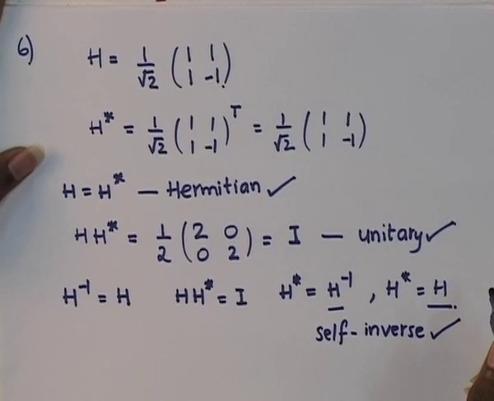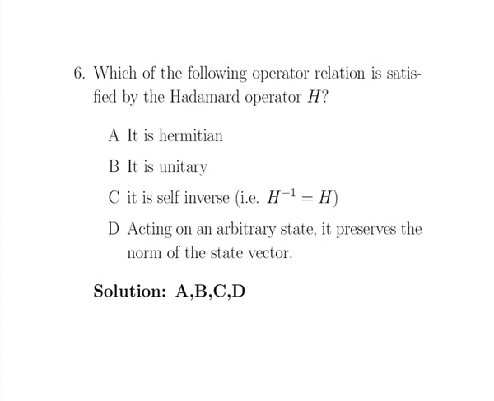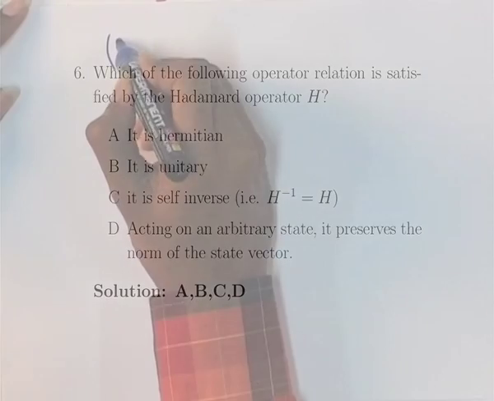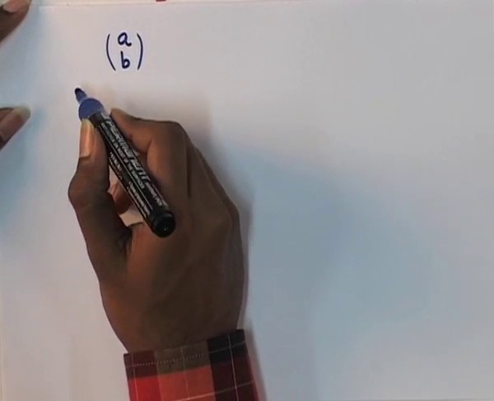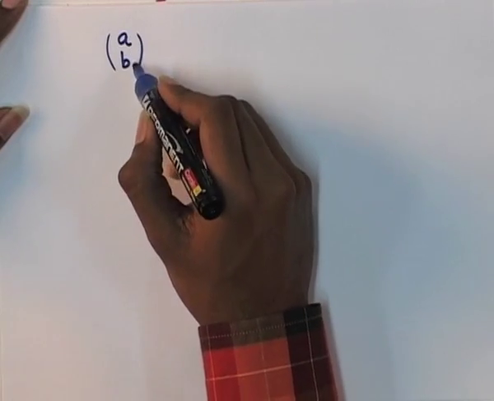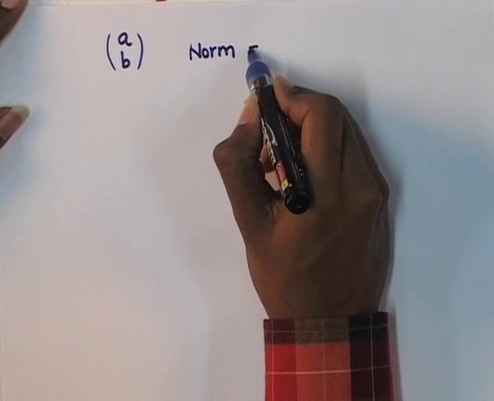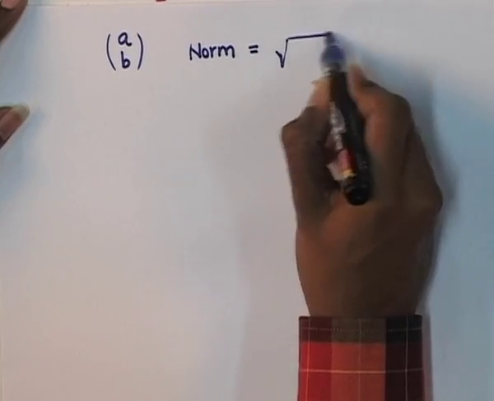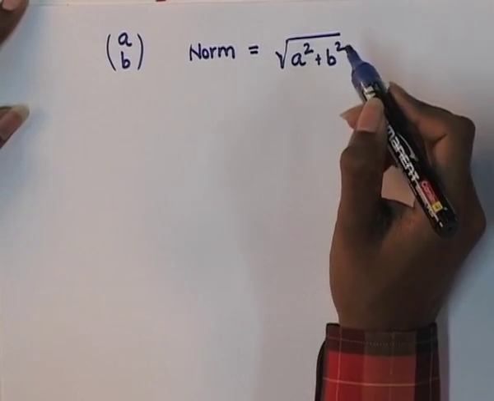And option D says that acting on an arbitrary state, it preserves the norm of the state vector. To verify this, let us take an arbitrary state A, B. Norm of this vector is square root of A square plus B square.